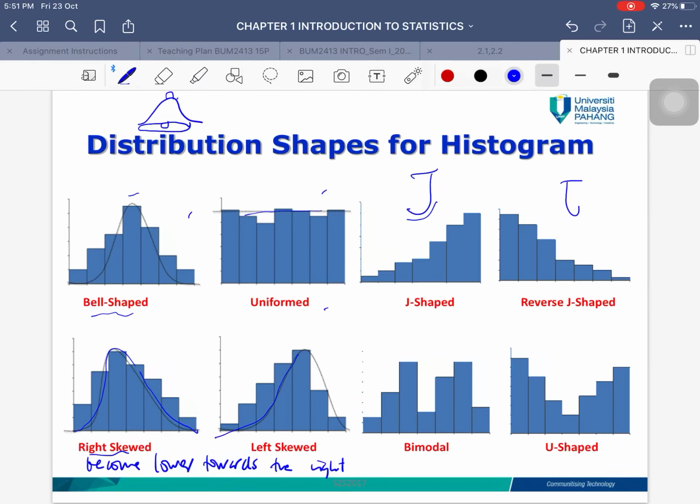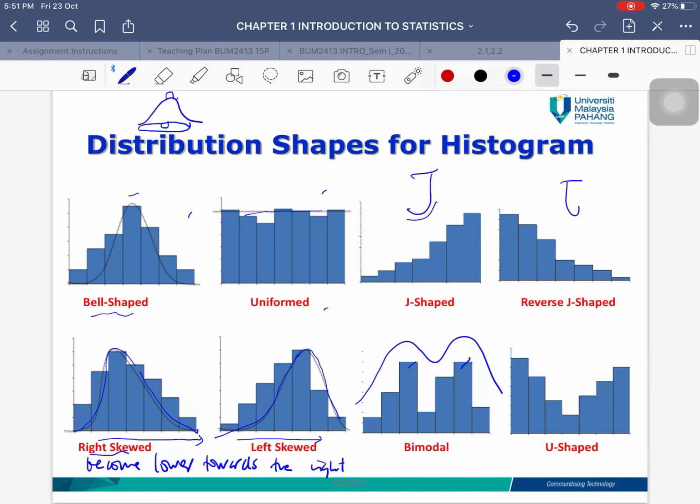Left skewed is when, going towards the left, the values taper off instead. That is why I call it left skew. What is the difference between right skew and left skew? Right skew means that as you go towards higher values, the frequency lowers. But in the case of left skew, as the data value increases, the frequency also increases. That is what I mean by being left skewed.